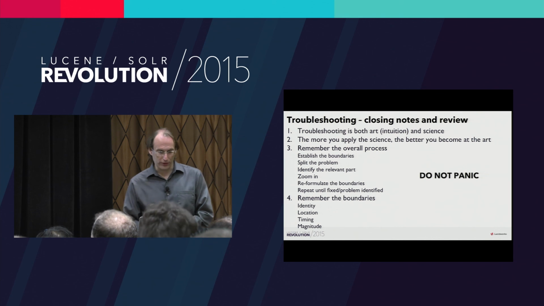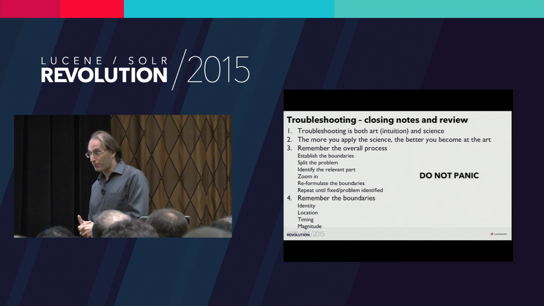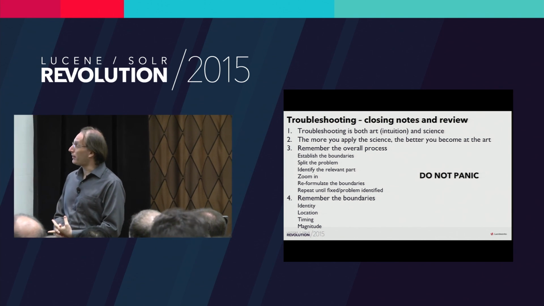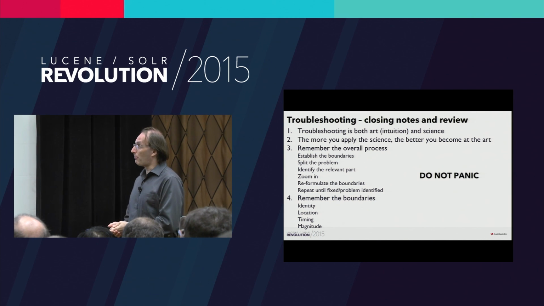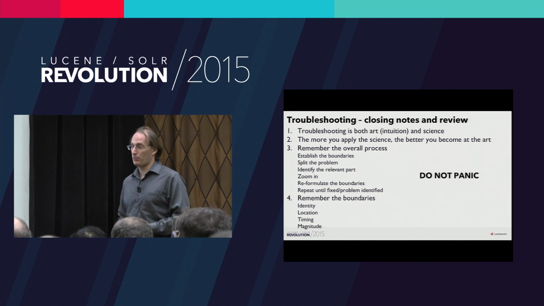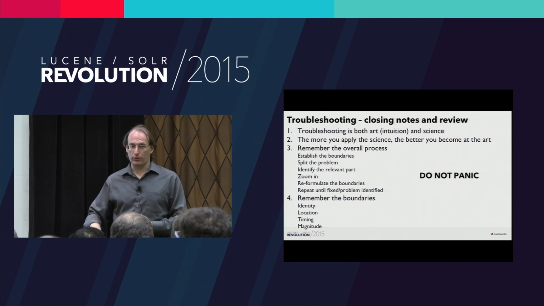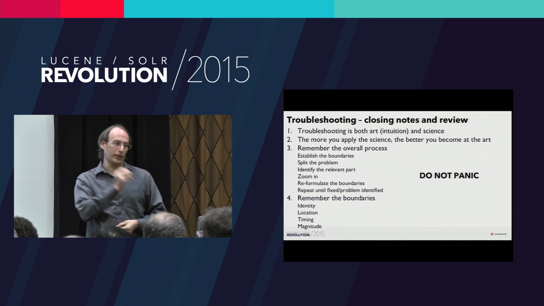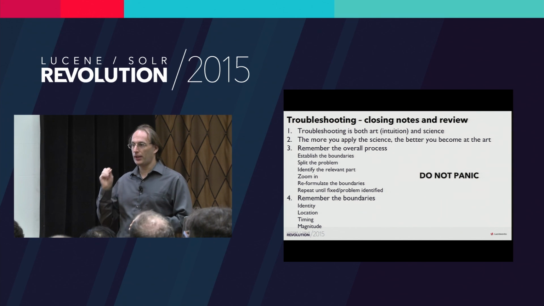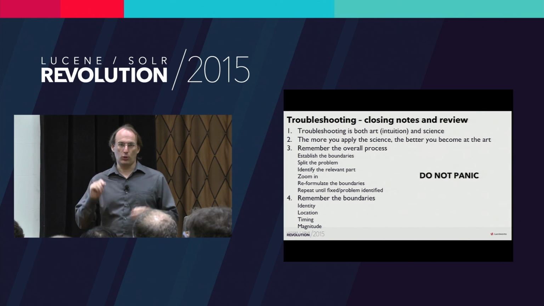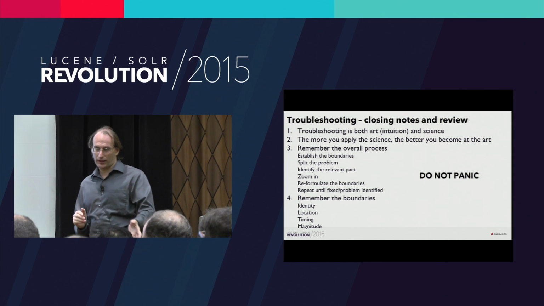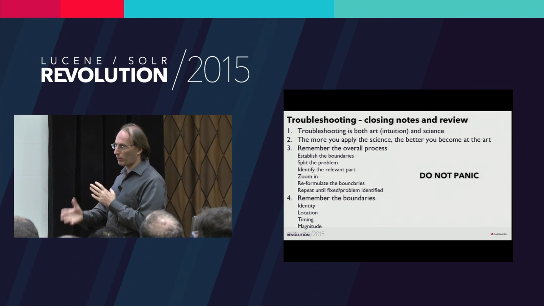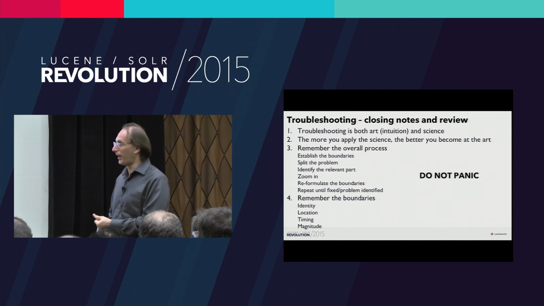Okay, so closing notes. Troubleshooting is both art and science, right? The art is the intuitive way to figure out what you're doing. But the more you apply the science, the more you look at it and go, have I thought about location? Have I thought about magnitude? What is it and what is it not? And so on, the better you get at art. The more intuitive you become about jumping to hypotheses that you can test directly and they will split the problem, or sometimes they give you the answer straight away.